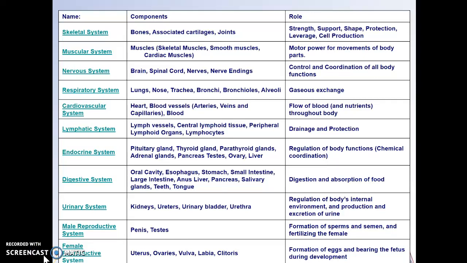Alright, welcome back to Introduction to the Body Part 2. You should have finished interactive notebook pages, organization of the body, and then introduction to the tissues. We will now be starting on overview of organ systems 1 and then followed by overview of organ systems 2.